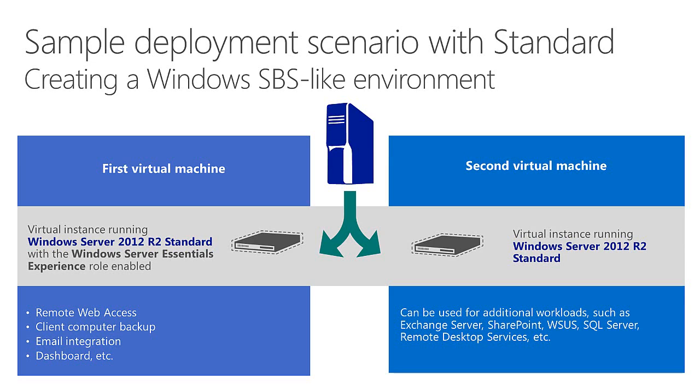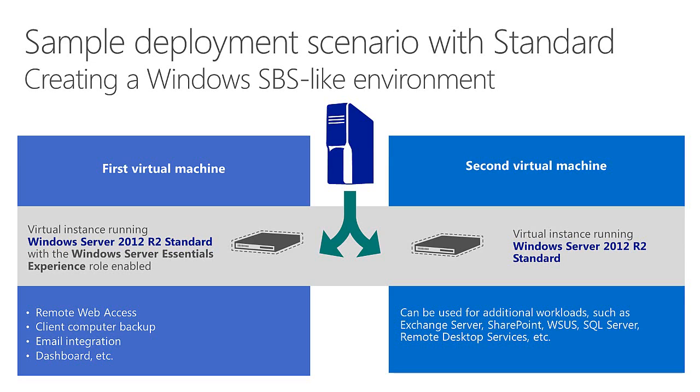So taking just a quick look at a sample deployment scenario using the Standard Edition, you can create an environment that's much like a Windows Small Business Server environment, where the big difference is that you simply need to split off the Exchange server role onto its own virtual machine. This is actually going to align much, much better with the best practices around running the Exchange server, and let you do this with a single license.